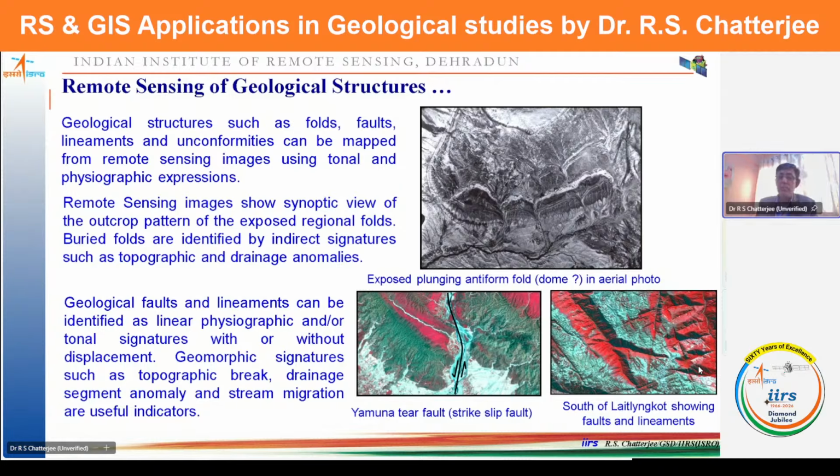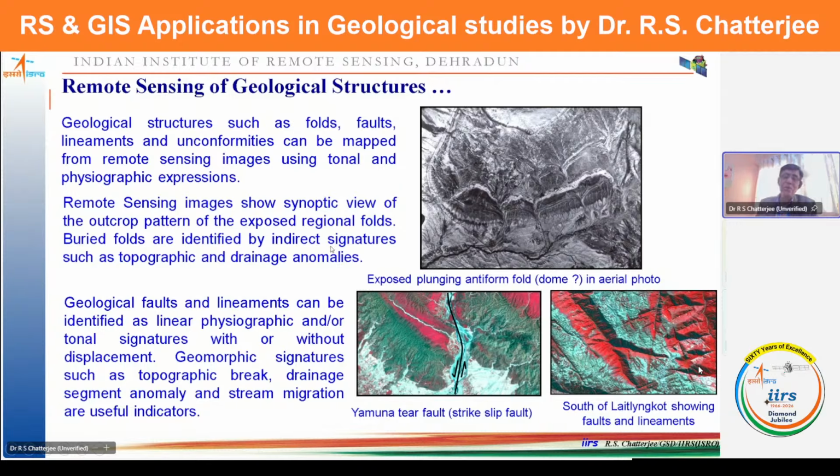For example, this is an exposed fold. We can see this entire fold. What is the geometry of the fold? How is this folded bed dipping? How is this curvature? What is the approximate plunge direction? We can see. So only selective ground truth can help us to interpret the structures, just to know what the dip is at that particular point. But other than this, the fold geometry is clear to us.